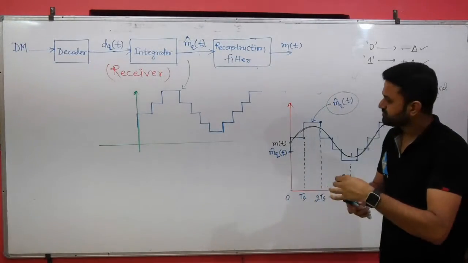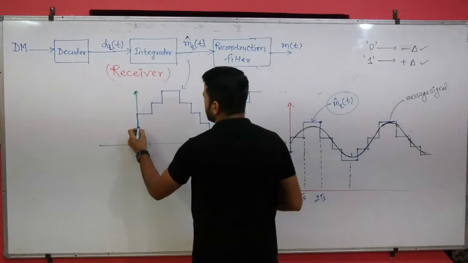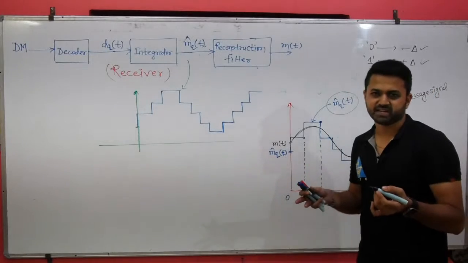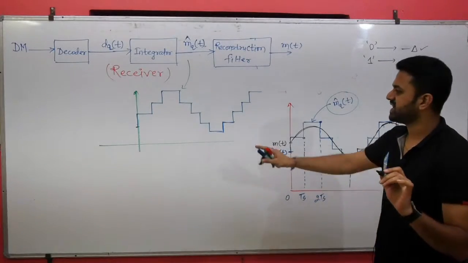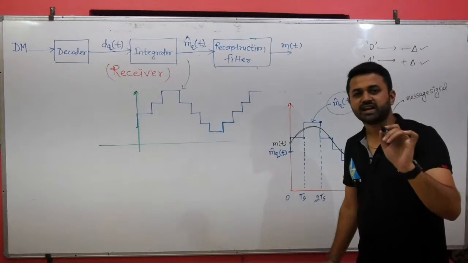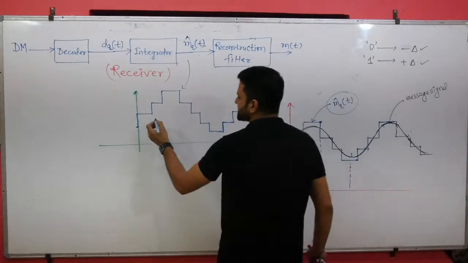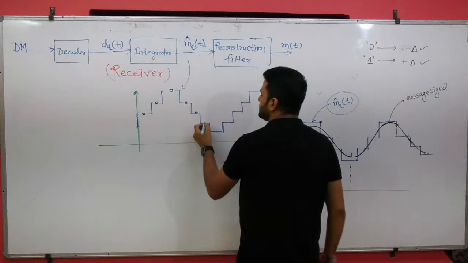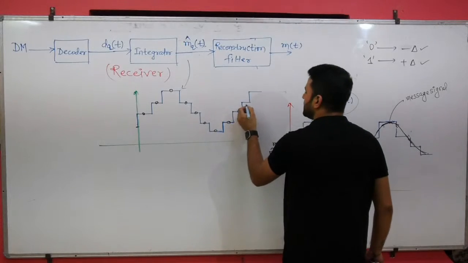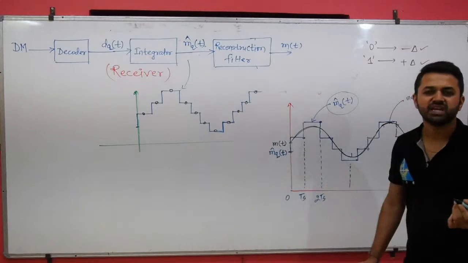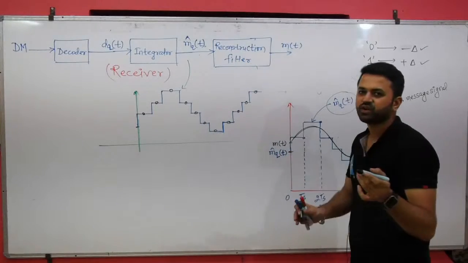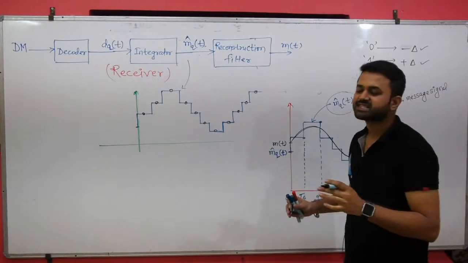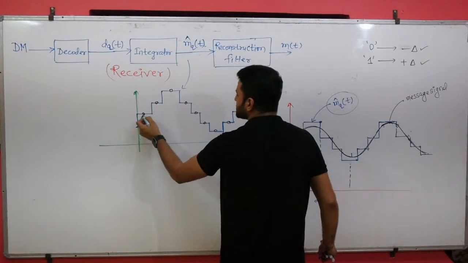Now when this type of signal is passed through the reconstruction filter, what output should we expect? What you have to do is, in the step signals, connect all the peak values. This is the peak value, this is the peak value, and let's connect the peak values. This reconstruction filter or low pass filter is capable of removing the ripples or the discontinuity, so it will give us a smooth curve.